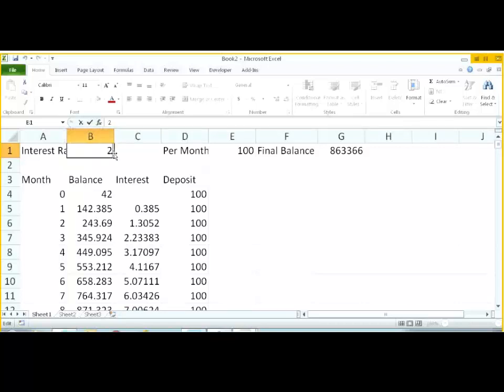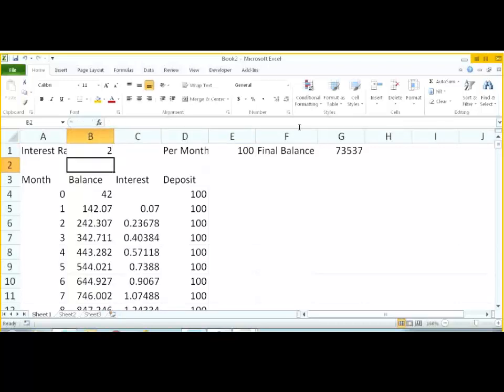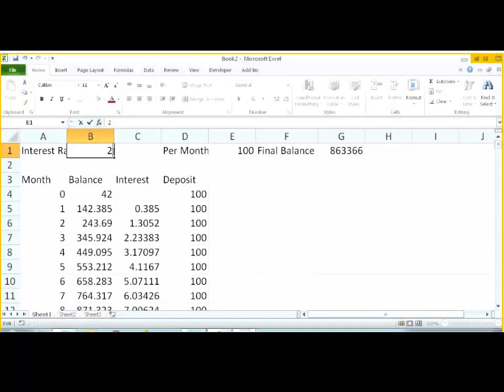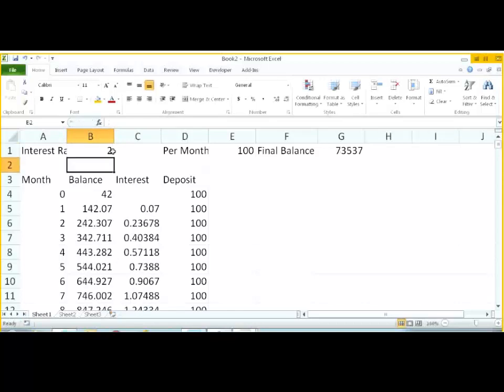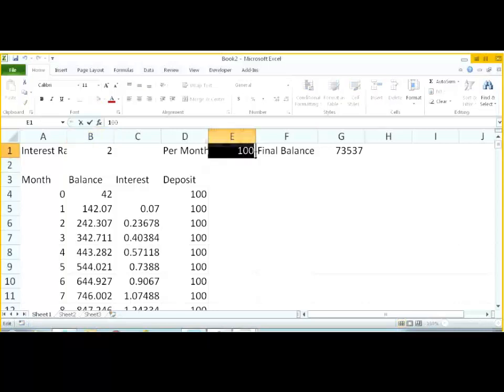Now, if you put it in a CD where you get 2%, you only have $73,000. So it's a big difference between putting it in something that gets 11% and something that gets 2%. Anyway, that's kind of how the whole thing works.